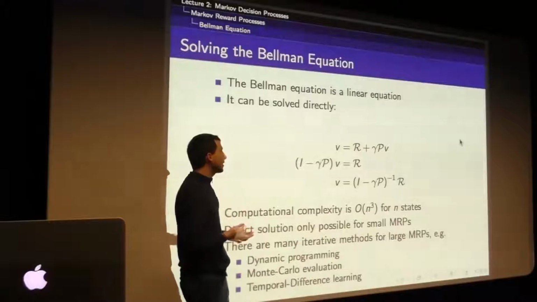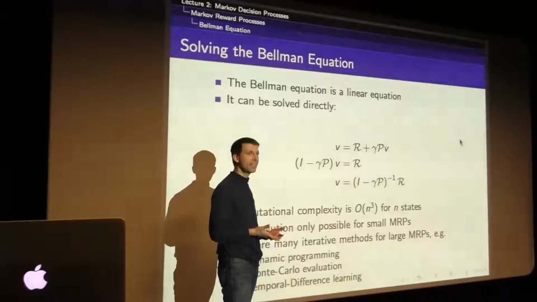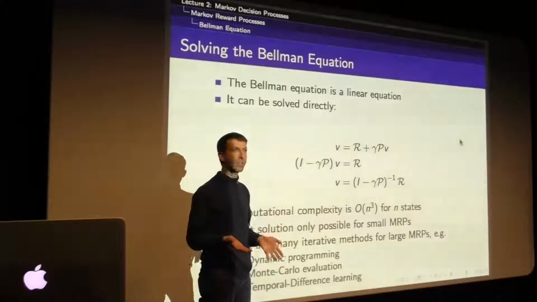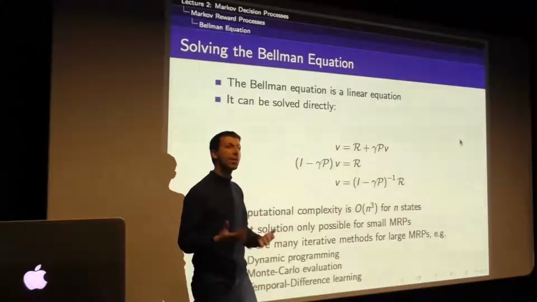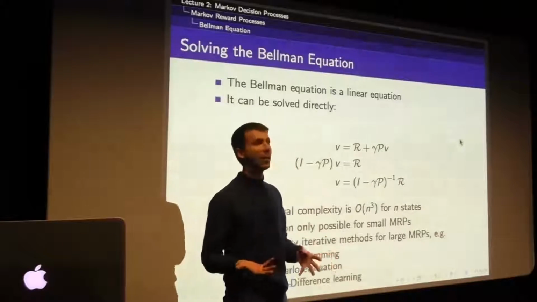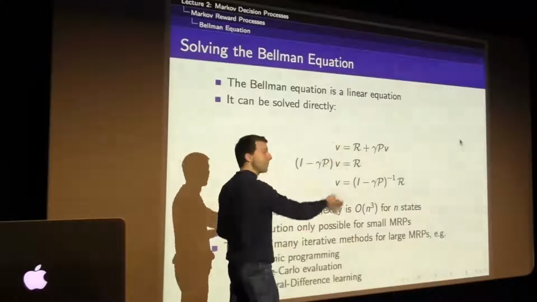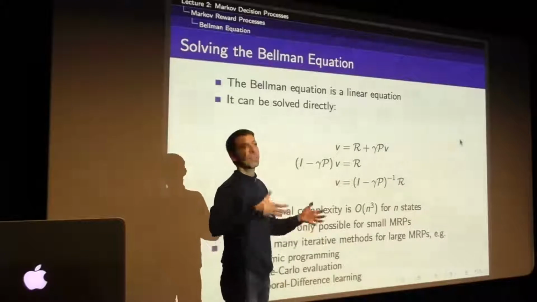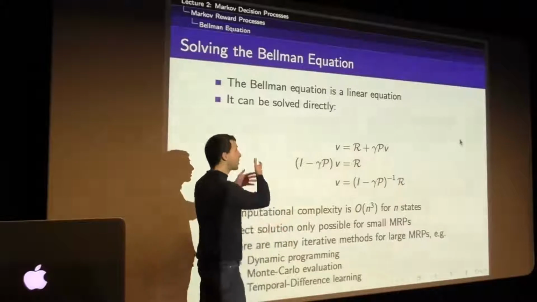The computational complexity of inverting this matrix is n cubed for n states. So this is not typically a practical solution method for large Markov processes. So what we'll start to look at in subsequent lectures is efficient ways to solve these problems. In particular, this is just going to be a building block. All of the things we've seen so far are just building blocks towards what we really care about, which is making decisions.